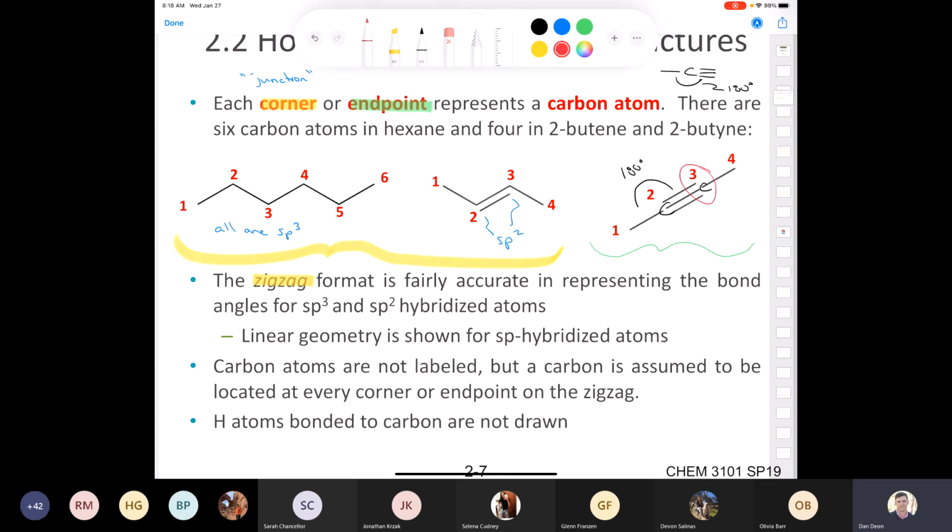How many hydrogens are attached to the carbon that I just circled in red, carbon number 3? And it's not a trick, okay? How many? The answer is 0. There are 0 hydrogens attached to that one.